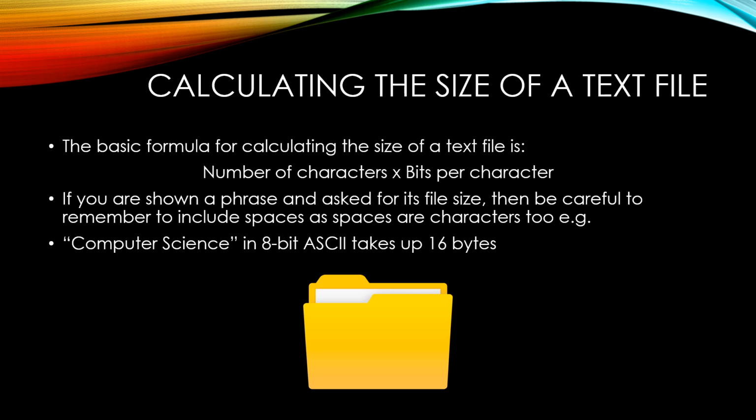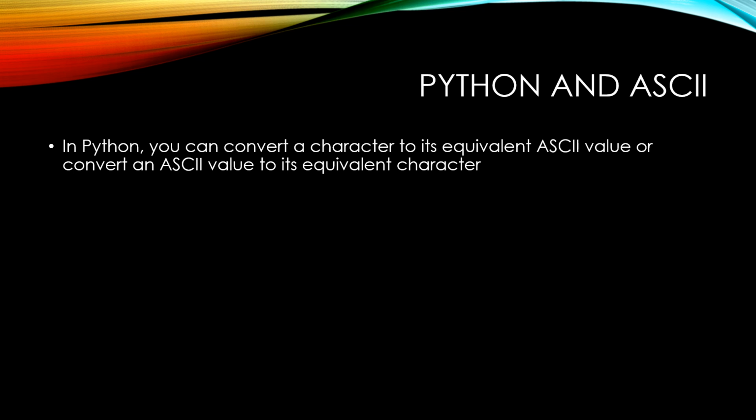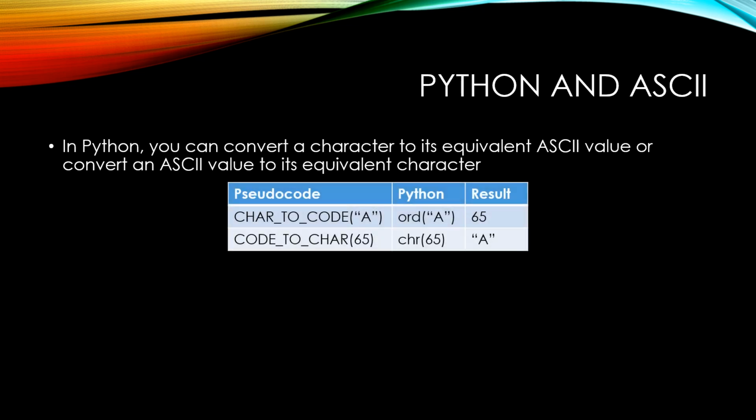In Python, as in most languages, you can convert a character to its equivalent ASCII value or convert an ASCII value to its equivalent character. In pseudocode, CHAR_TO_CODE and passing a character would return its ASCII value equivalent. The same thing in Python would be to use ORD and then pass in a character as the parameter. In pseudocode, CODE_TO_CHAR and passing a number that is between 0 and 255 will return its ASCII equivalent. The equivalent thing in Python is CHR and passing the parameter as the ASCII value number.